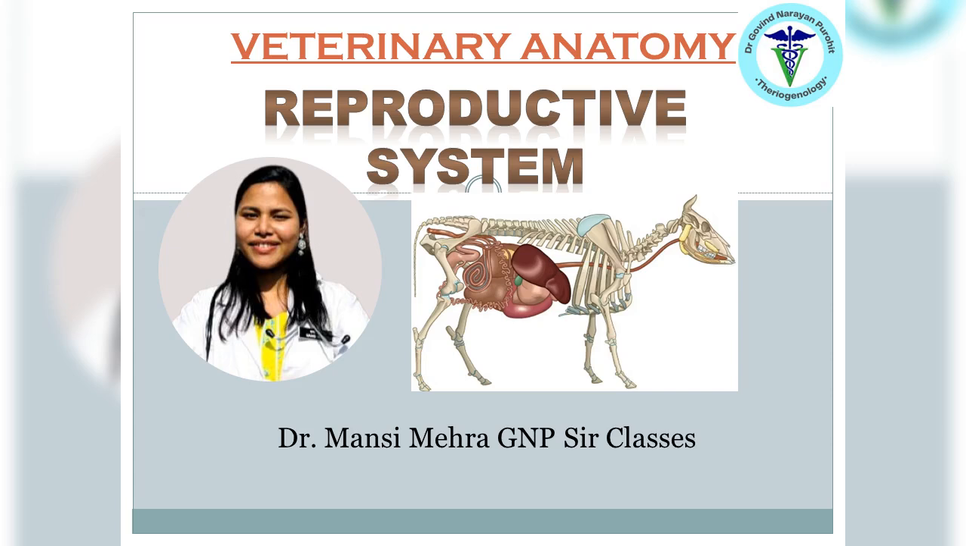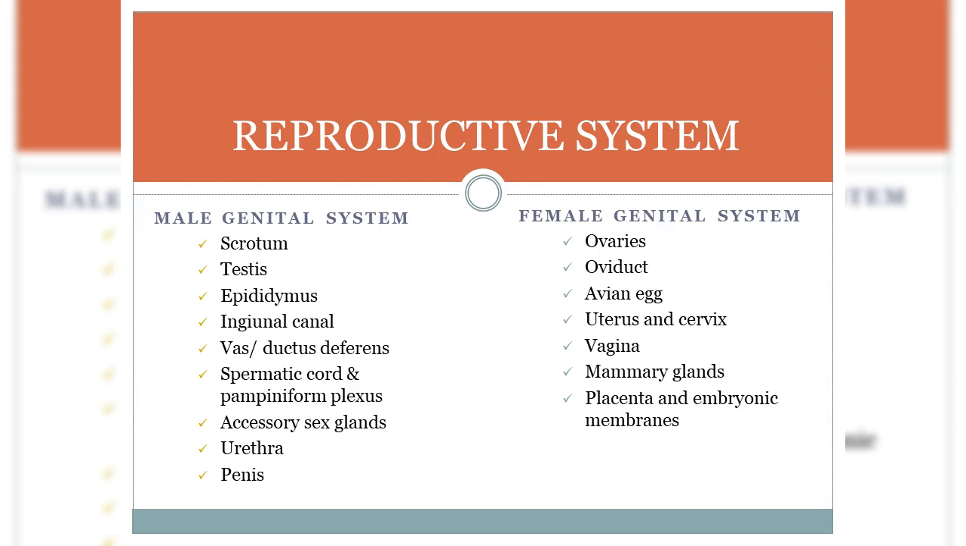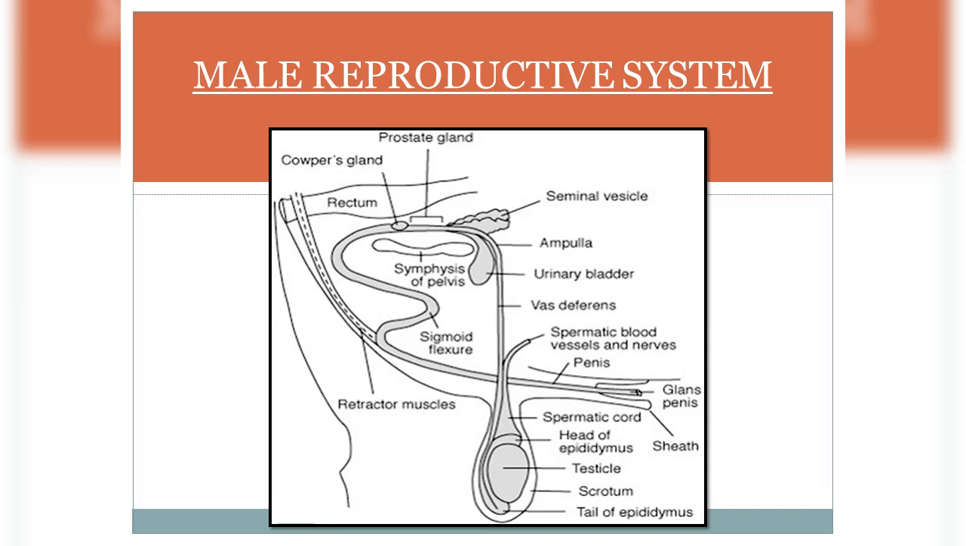Welcome to the veterinary anatomy class focusing on the reproductive system. Today, we will explore the intricate structures and functions of both male and female reproductive systems in various animals. The reproductive system is divided into male and female genital systems. The male system includes structures like the scrotum, testis, and penis, while the female system comprises ovaries, oviduct, and uterus among others. Let's delve into the male reproductive system.